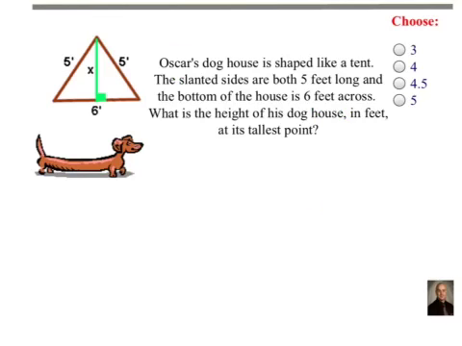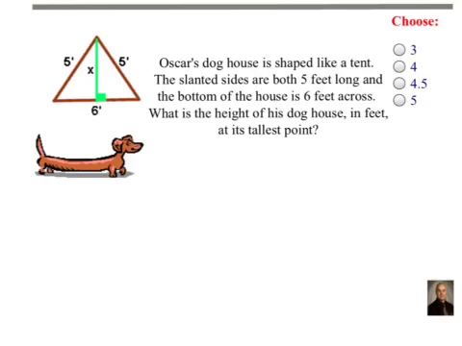This next question is a good example of a multiple choice test type question that you might find on Oakes or some other standardized test. This problem involves a dog's house that is shaped like a tent. The slanted sides of the tent are 5 feet in length and the base is 6 feet across. And we're looking for the height of the doghouse in feet at its tallest point.